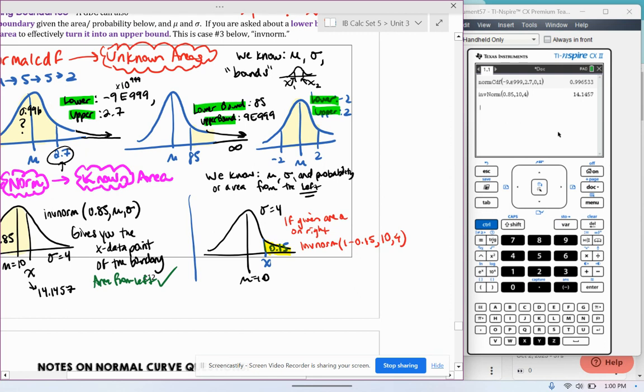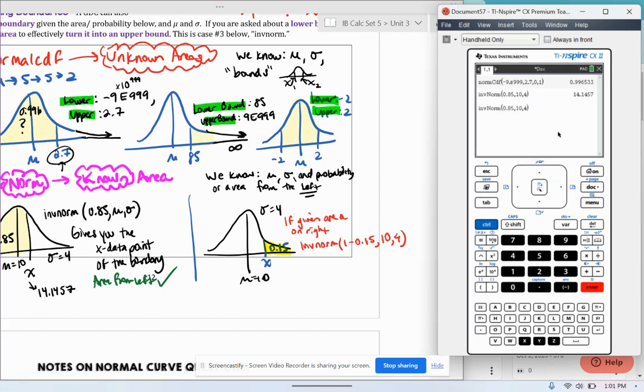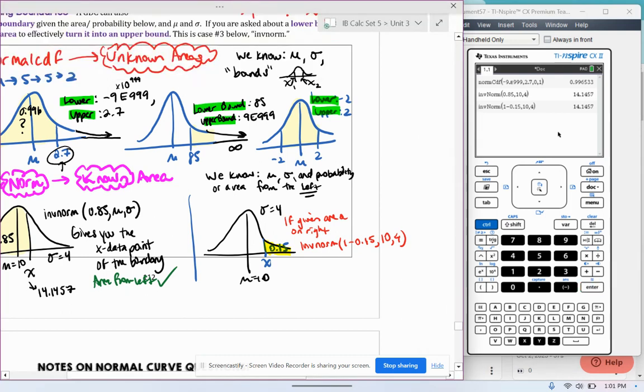Okay. So I'm going to go ahead and copy this and then change this guy because now we have the area from the left. Oh, dang, I picked numbers that are literally the same. Well, that's okay. 1 minus 0.15, and you would get the exact same number because 1 minus 0.15 happens to be 0.85. I should have picked a different number. Hey, what are you going to do? All right, so this x boundary here is 14.1457.